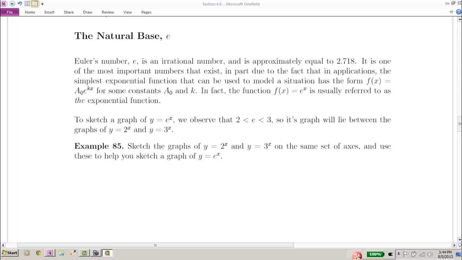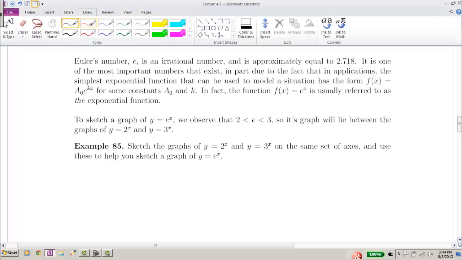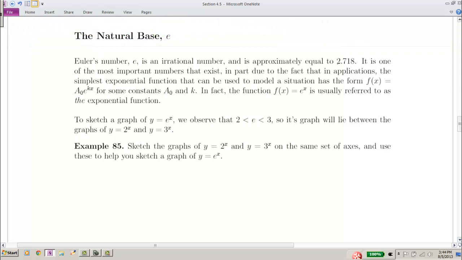In this example, in the next couple of examples, we're going to look at exponential functions that have the base e. E is a very important number, stands for Euler's number. It's approximately equal to 2.718. It actually goes on and on forever.